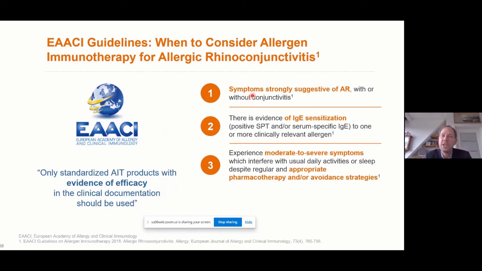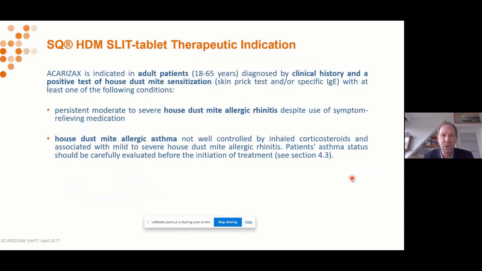And which patients should we treat? We should treat patients with symptoms suggestive of allergic rhinitis with or without conjunctivitis. And we need an IgE sensitization. And the patient should have moderate to severe symptoms despite the use of appropriate pharmacotherapy. And this is exactly also reflected in the SmPC of this product.